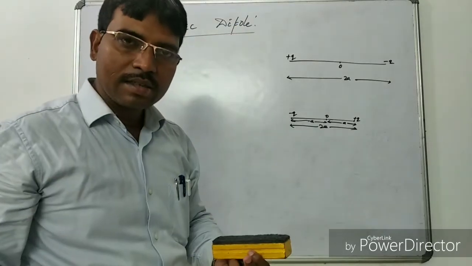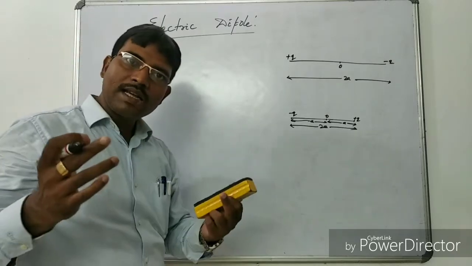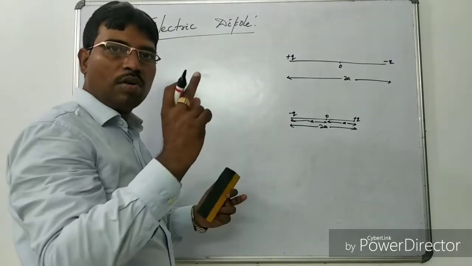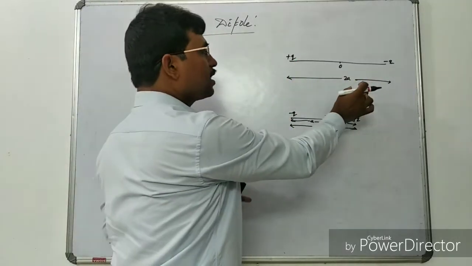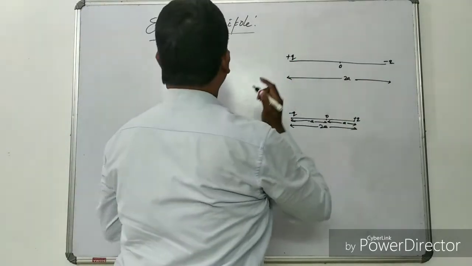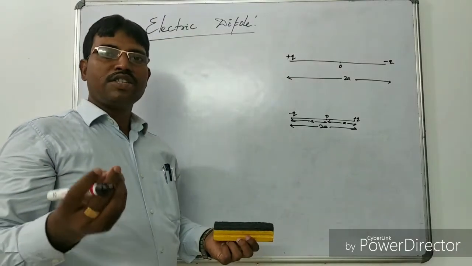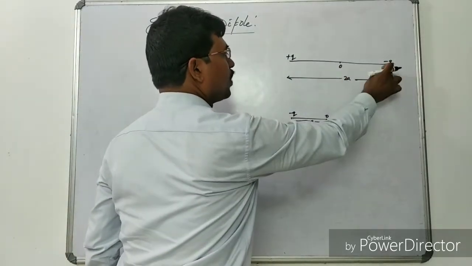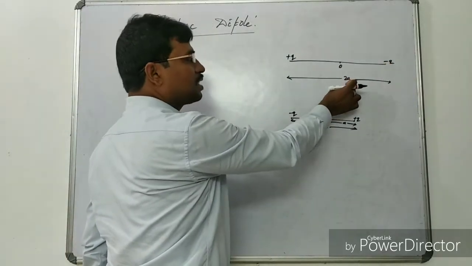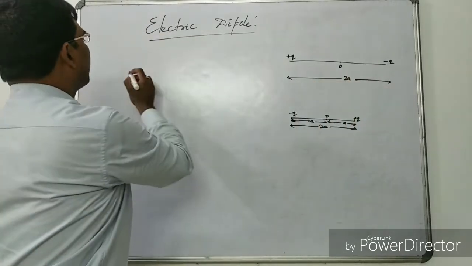The word dipole itself means two. Two what? Two charges, separated by distance 2a. So, an electric dipole is defined as a pair of equal and opposite charges separated by a fixed distance 2a. Okay, then come to the points.